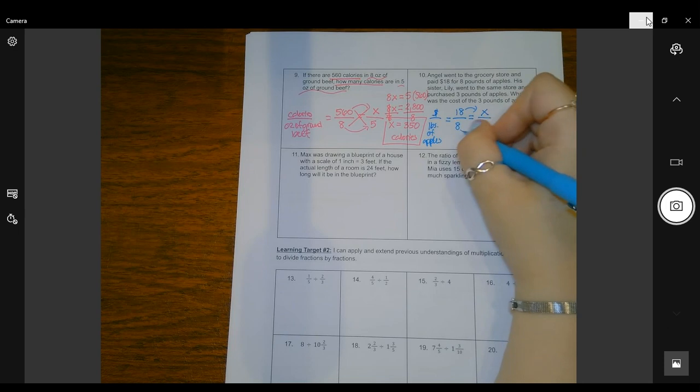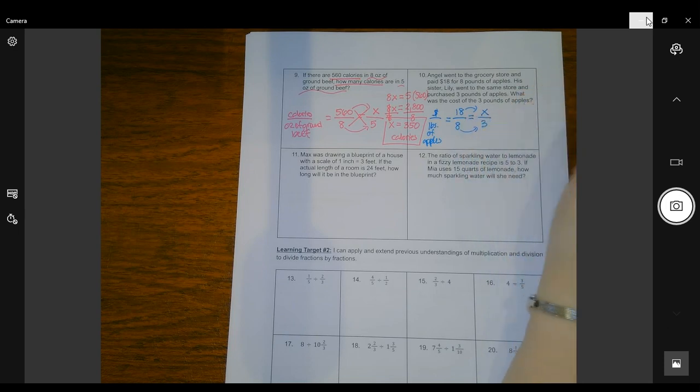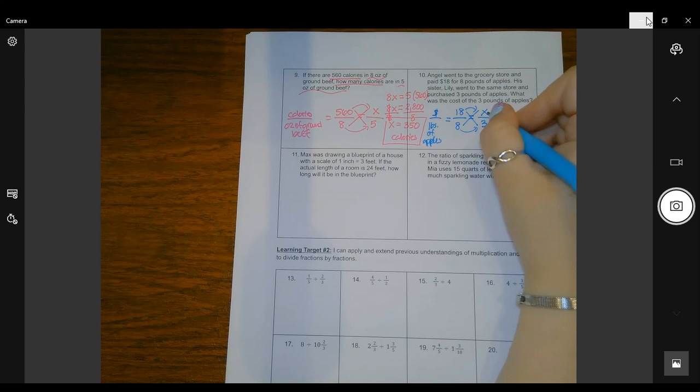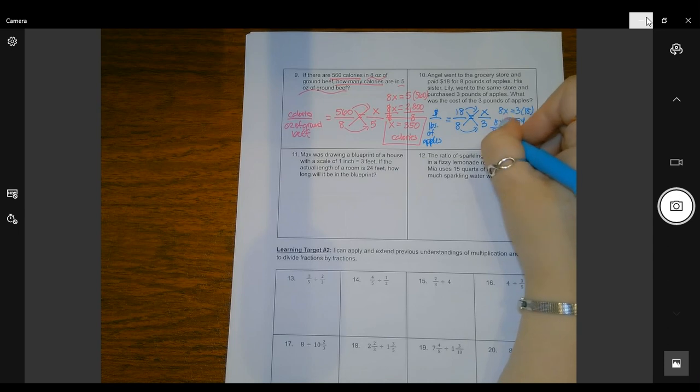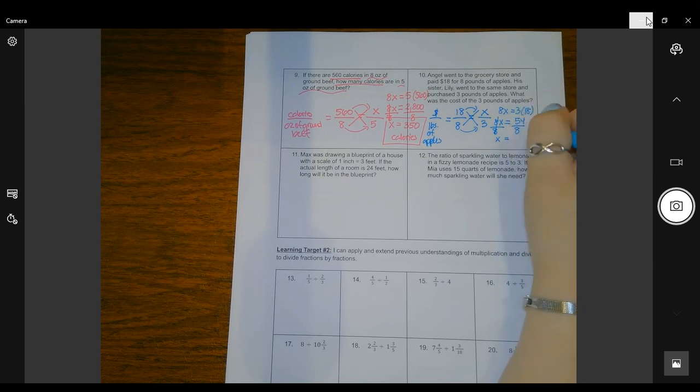Now, if we go towards our unknown, can you go easily from 8 to 3? Nope. So we're probably going to have to do cross products again. So 8 is across from the x, and 3 is across from the 18. Well, what is 3 times 18? That's 54. So to go from 8x to x, what would you do? You would divide by 8, because 8 divided by 8 is 1, and 1 times x is x. You can divide by 8 as long as you do the same thing to the other side. And 54 divided by 8 is 6.75, or $6.75 when you're buying 3 pounds of apples.